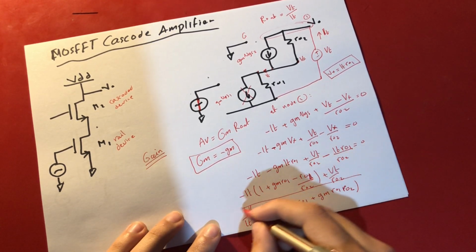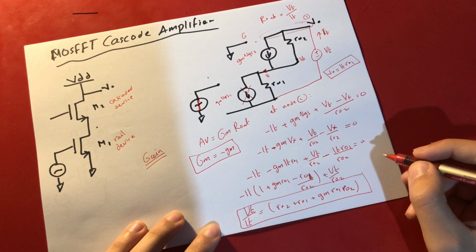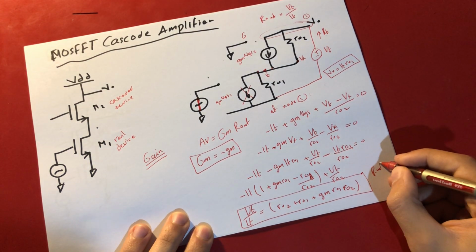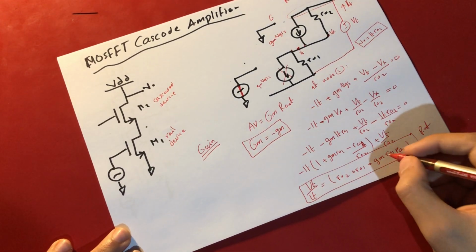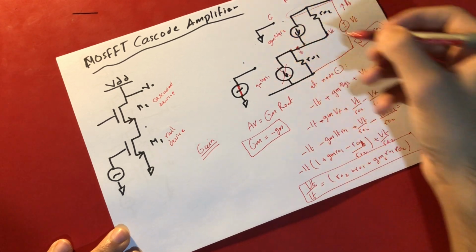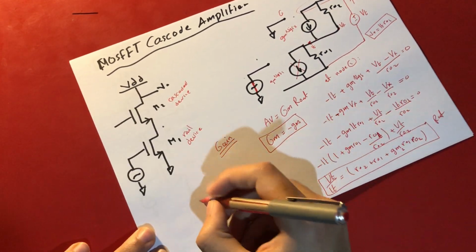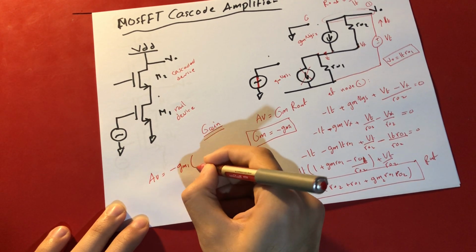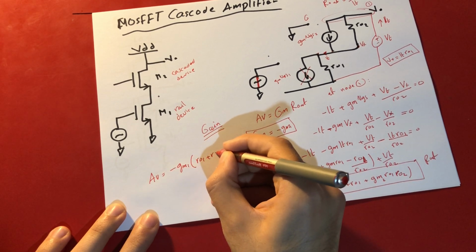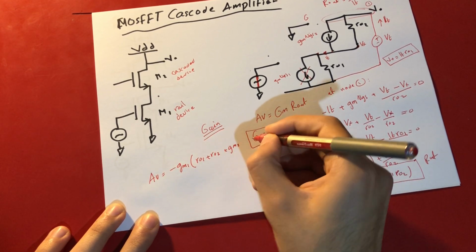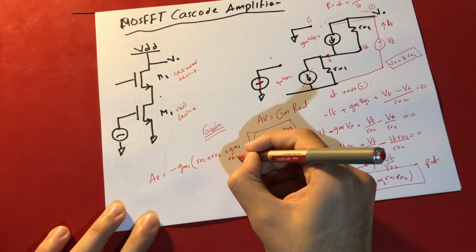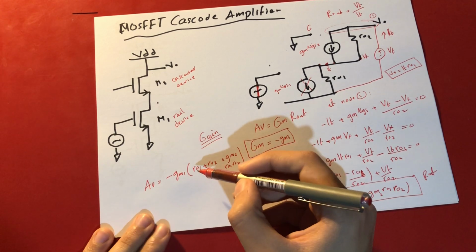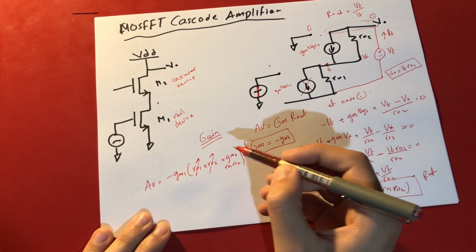Right, so this one is the R output, right? So of course this is GM2, right? We refer to this one, and this is GM1. So the gain AV is nothing but minus GM1 times RO1 plus RO2 plus GM2 RO1 RO2. Now in this situation we can ignore these resistances here.